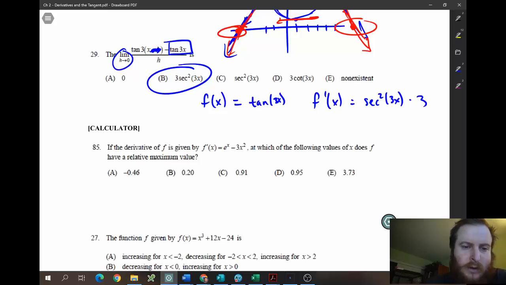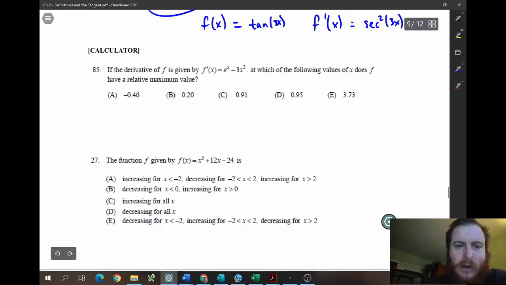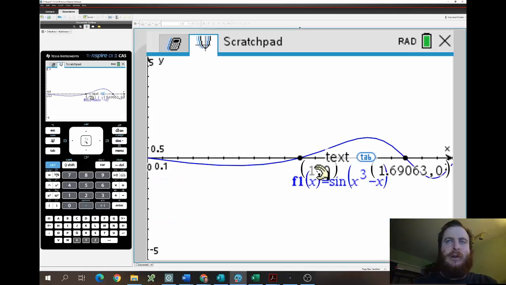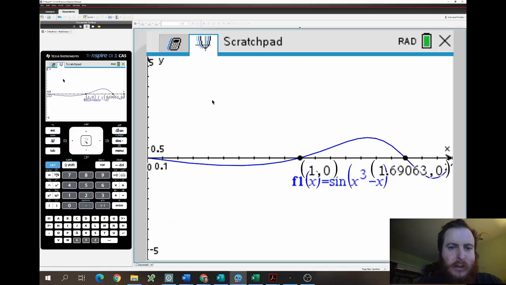Okay, next one, the derivative of f is given by f prime equals e to the x minus 3x squared. Which of these is a relative maximum? I like to actually use this on the graph. If it asks me a question like this, calculator question, I do it on the graph because it makes it so much easier. So f prime of x equals e to the x minus 3x squared.